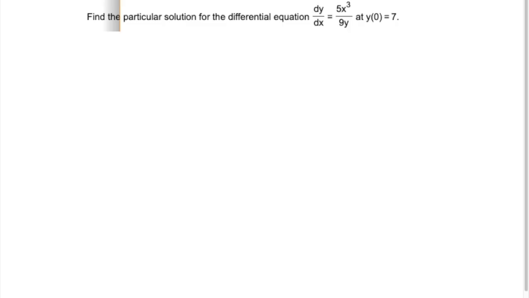Let's look at one more example. It says find the particular solution for the differential equation, and it says at y of 0 is equal to 7. So what that means is once you get your general solution with the plus c bit, you can use this information to figure out what c is and then get your final answer. So our first step is going to be separating x and y like we've always done. That's 9y dy is equal to 5x cubed dx.